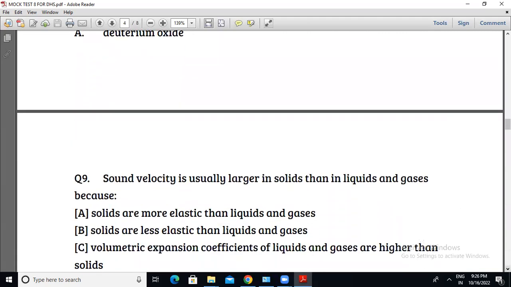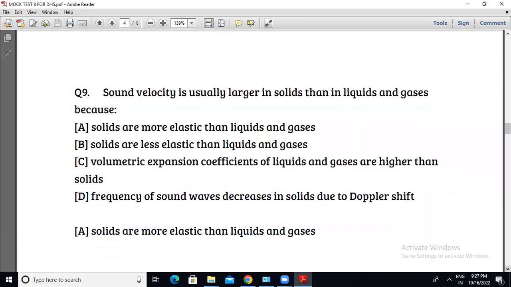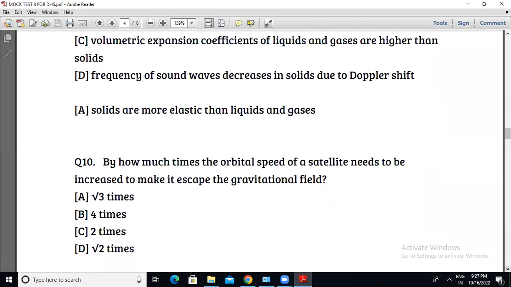Next question: sound velocity is usually larger in solids than in liquids and gases. What is the reason behind that? Go through the options, and the correct answer is option A, because solids are more elastic than liquids and gases. That's why sound velocity is usually larger in solids than in liquids and gases.